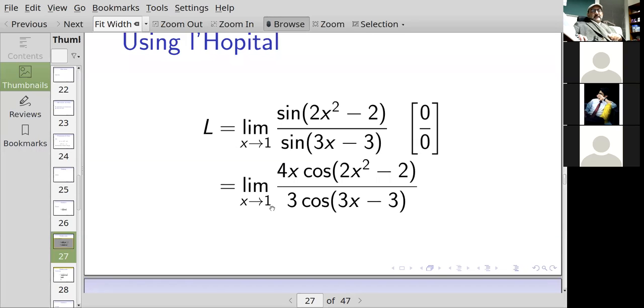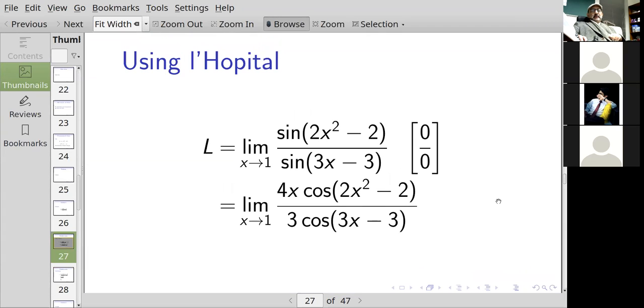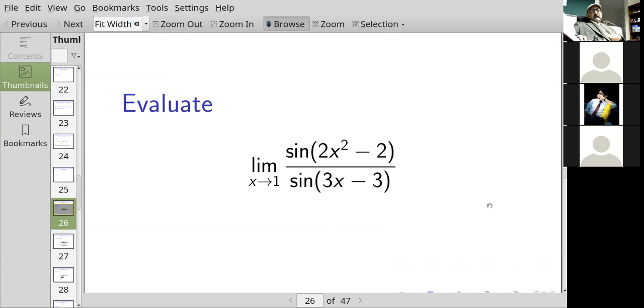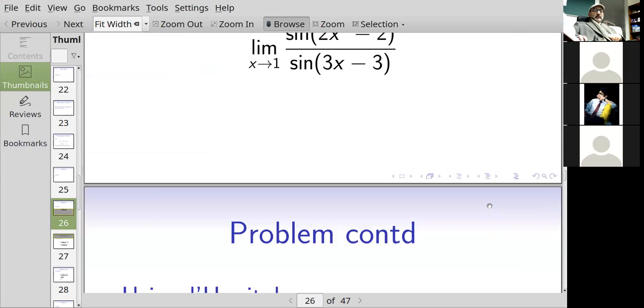So that's equal to, hopefully, the limit as x goes to 1 of the derivative of the numerator divided by the derivative of the denominator. Now, what's the purpose of writing this 0 and 0 in the numerator and denominator? It shows that you recognize the form and that now you're going to use L'Hopital's rule. Can you go to the previous slide? Yeah. Okay, thank you.